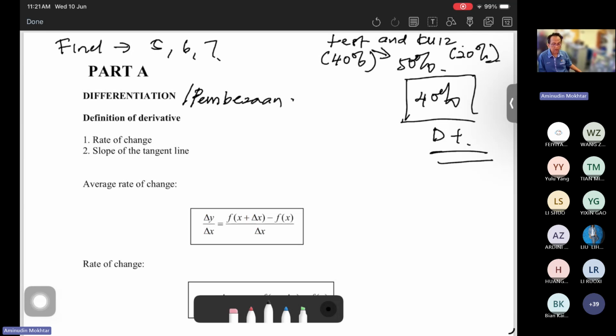Okay, what is differentiation? By definition, the derivative or differentiation can be explained in terms of rate of change, kadar perubahan, or the slope of the tangent line.